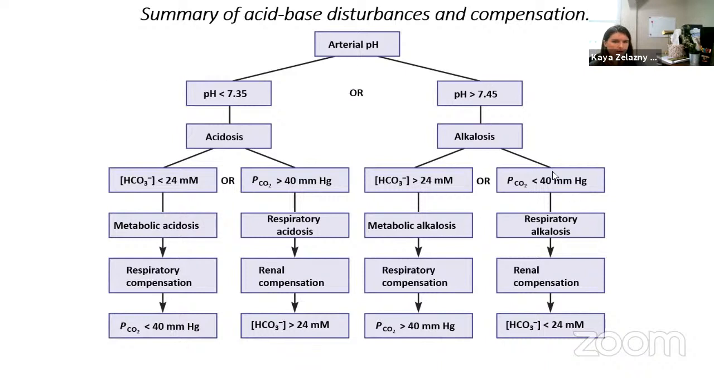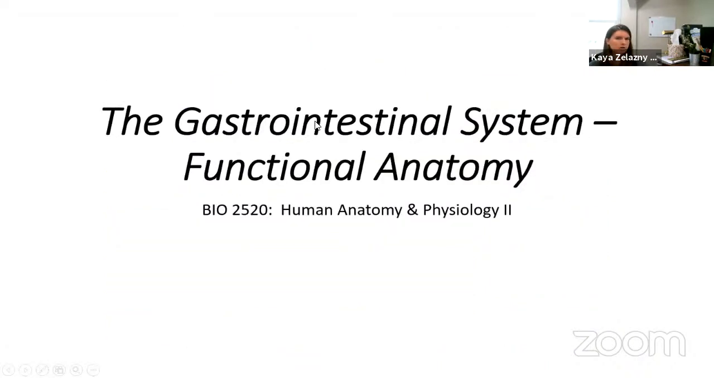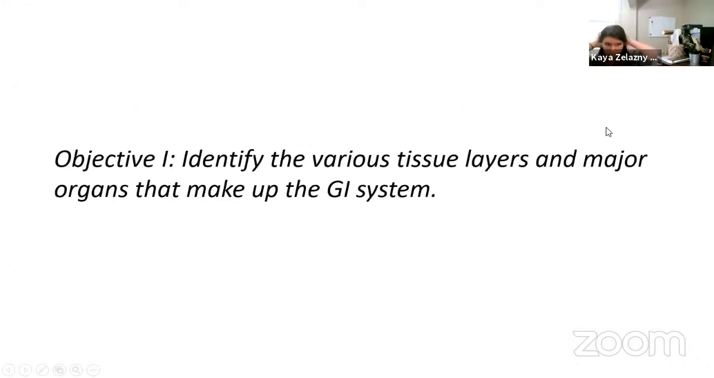So we will come back to this and review another day, but for now we are going to move on to the GI system so that we can get going on our new chapter. So we're now on to chapter 20. So we're beginning by just identifying the parts of the GI system. So we're going to start with the organs, which you've already seen in lab.